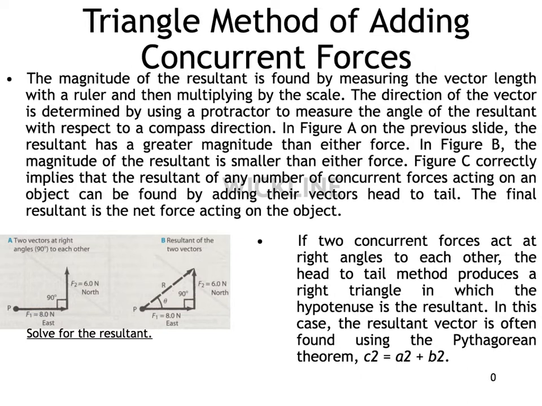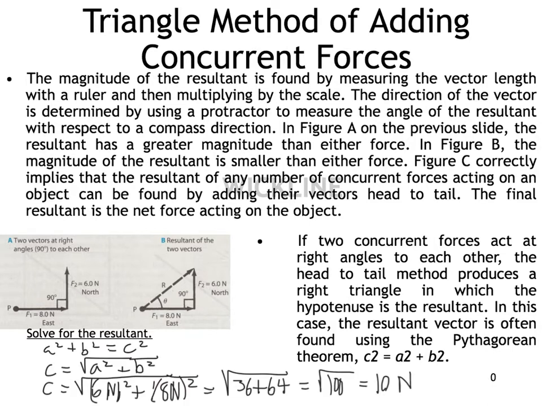I want you guys to pause the video now and use the Pythagorean theorem to solve for the length of r. So I used the Pythagorean theorem to figure out at least the magnitude of this resultant. I used a squared plus b squared equals c squared. I rearranged so that c is the square root of a squared plus b squared. I'm just calling that guy c. And then I had 36 plus 64, and I got the square root of 100, and then 10 newtons was my final answer.